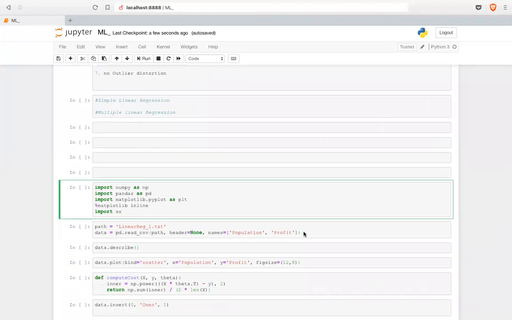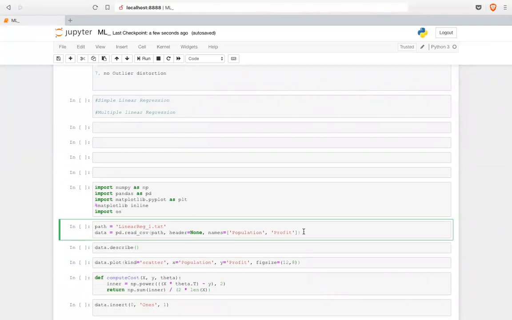Yeah, so now we'll just read two files. The first one is a case of simple linear regression. So we'll read a file, then run your gradient descent method to find the optimal set of weights.